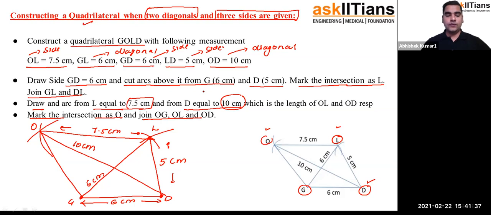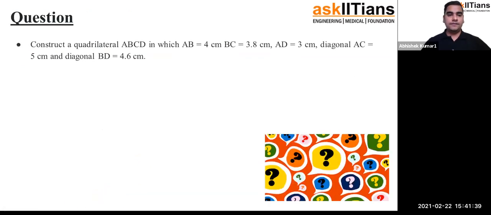Understood? Shall we move ahead? Okay. Now, let's see, we have to draw one more quadrilateral. You have to draw a quadrilateral ABCD, in which AB is given 4 centimeter, BC is given 3.8 centimeter, AD is given 3 centimeter, and diagonals AC and BD are given to be 4.6 centimeter.